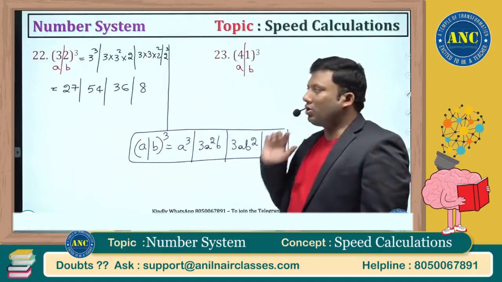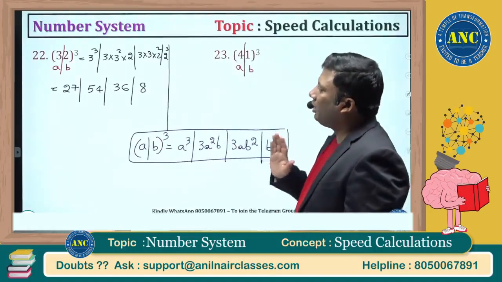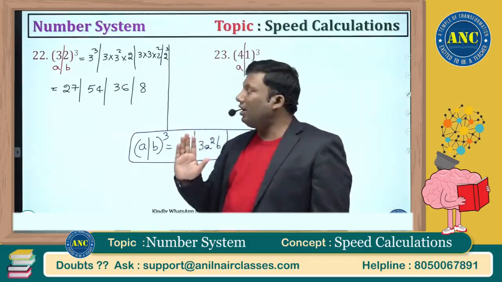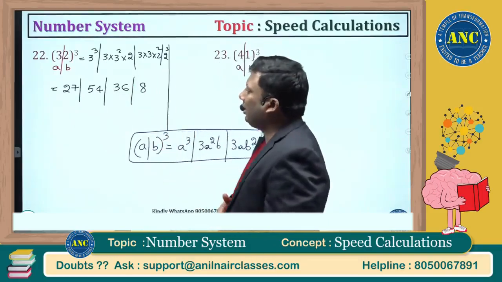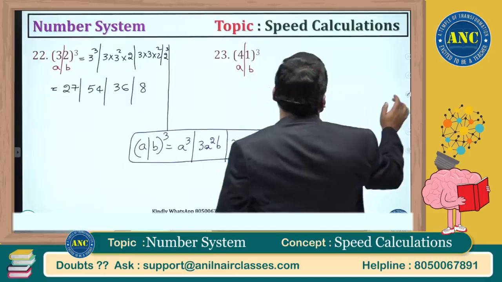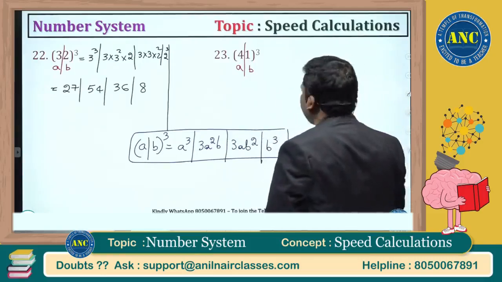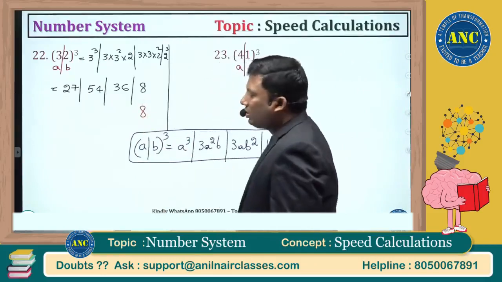A plus B whole cube is A cube, 3A square B, 3AB square and B cube. A value is 3 and B value is 2. A is 3, 3 cube is 27. 9 6s are 54, 9 4s are 36, and it is 8. Write down only the unit digit, 8.